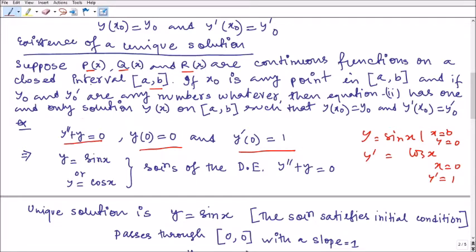And here whether p, q are continuous or not doesn't need to be checked, because the coefficients of y and y double dash are 1, which is simply a constant. So we don't have to check whether p, q are continuous or not. So the unique solution of this differential equation is y equal to sin of x, because for this function these two initial conditions are satisfied.